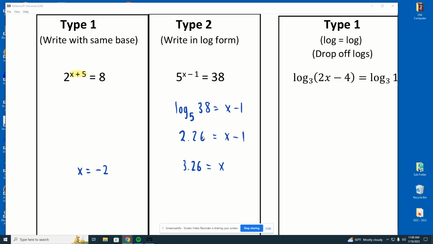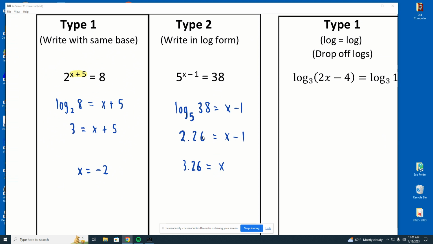You would simply take log base 2 of 8 and set it equal to x plus 5, just like you did type 2. Okay, type 1, really, you could do either way. Now, log base 2 of 8 is 3. So sure enough, 3 would equal x plus 5. I'm going to subtract 5, just like I did the first time, and x will still equal negative 2.